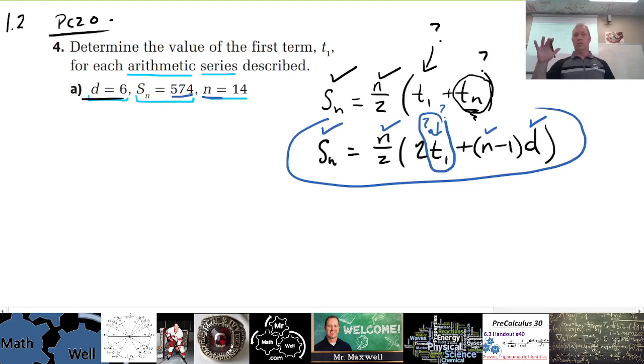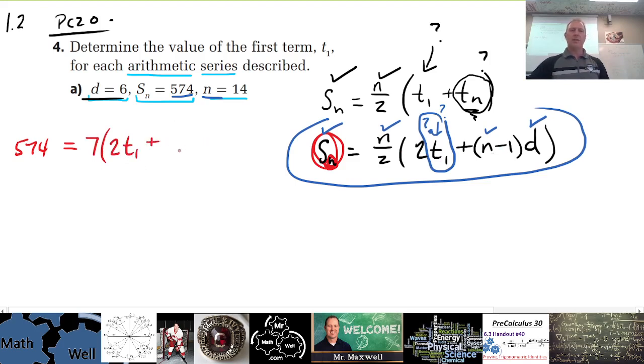Did anybody that did this question, did you do it this way? Is this looking good? Okay, I think it's looking good. All right, so what we would do is this. I'm going to do this in red now. The algebra now, getting T1 by itself, might be the tricky part. So let's fill in everything we can. 574 is our sum, equals, N is 14, so N over 2, let's just write 7 there, save ourselves a little bit of work. 2T1, I don't know T1, so I have to leave T1 as T1. N is 14 again, so N minus 1 is 13. And D we're given as 6.